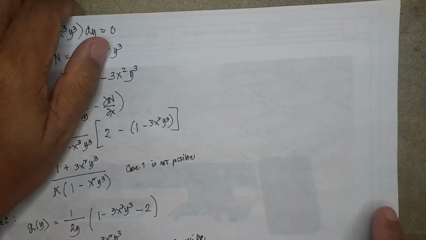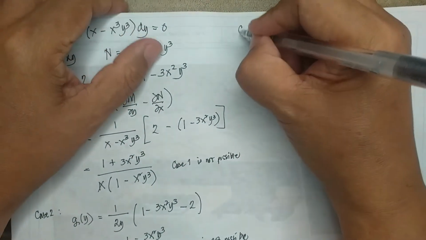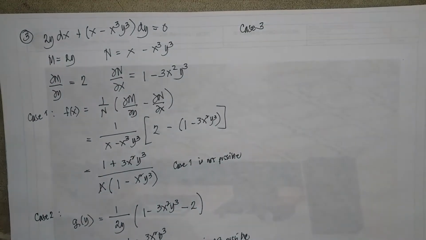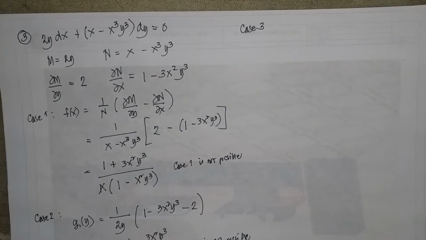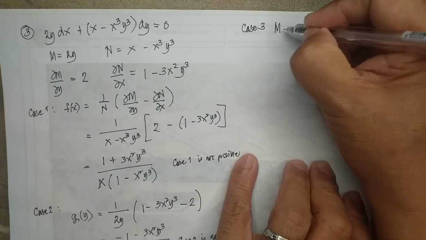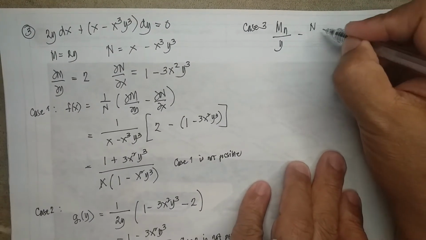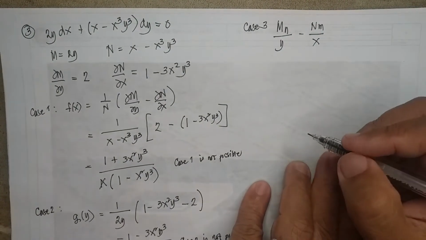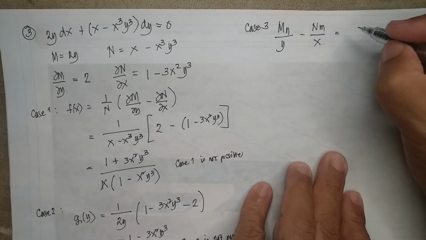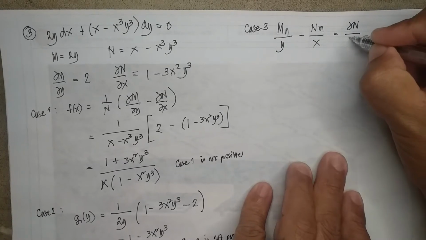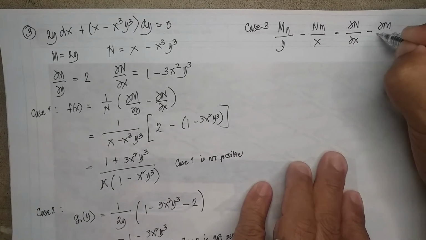Let's now try case 3. So what is case 3? Case 3 is when the integrating factor is the product of the powers of the variables x and y. So under case 3, we have mN over y minus nM over x is equal to the derivative of N in terms of x minus the derivative of M in terms of y.